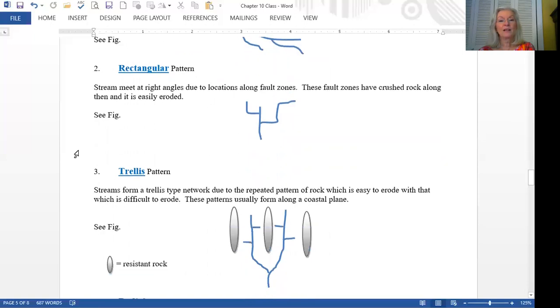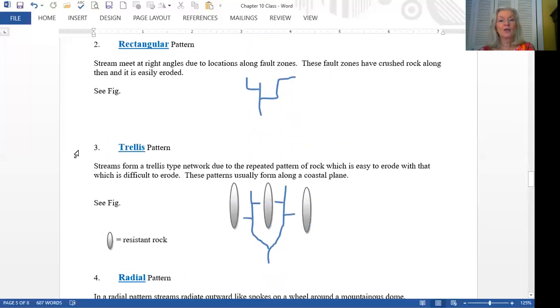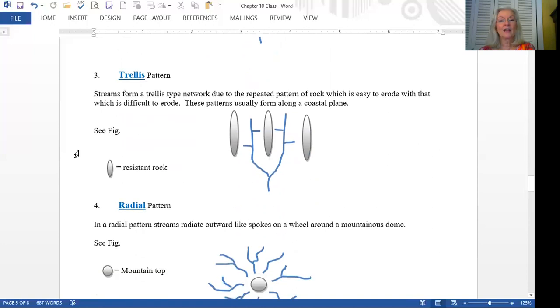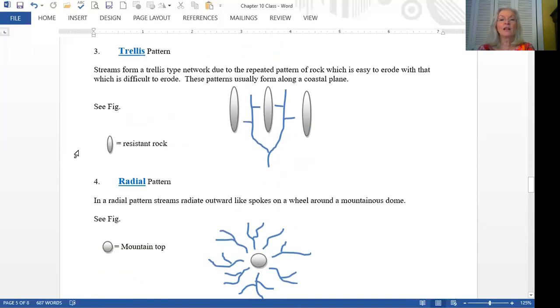Our third one is the trellis pattern. And as I've said, it's the one where you have parallel channels for the river, and that's because separating those channels is resistant rock. So you have an area of resistant rock and then less resistant rock and then less resistant rock. So in this diagram, the shaded is the resistant rock, and the area where the water is moving through is the less resistant. And the end result will be that your stream has multiple channels and they run parallel to each other.